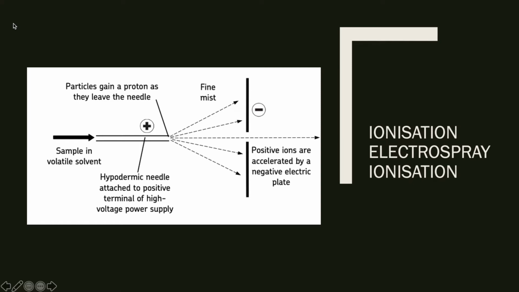The sample X is dissolved in a volatile solvent and injected through a fine hypodermic needle to give a fine mist. The tip of the needle is attached to the positive terminal of a high voltage power supply. Particles are ionized by gaining a proton from a solvent as they leave the needle, producing ions with a single positive charge and a mass of Mr+1. The solvent evaporates while the ions are attracted to the negative plate where they are accelerated.